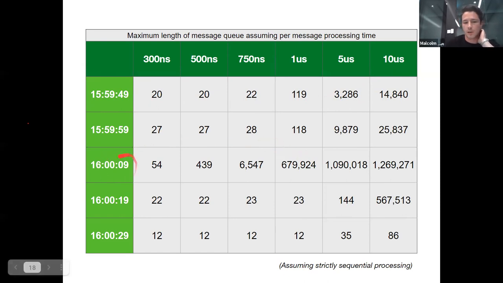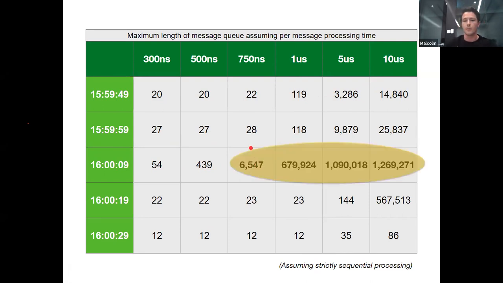So right around the close, the busiest time, we can see some of these queues are getting very long. Around this 1 microsecond time, it seems like we're queuing a lot of messages. And after that, it seems to resolve a little bit. It seems to go back to normal. But in particular, when we get around 10 microseconds, you can see we're really, really falling behind here.